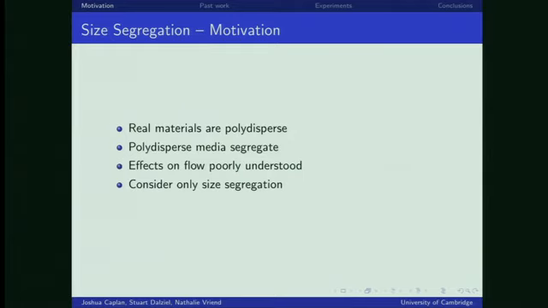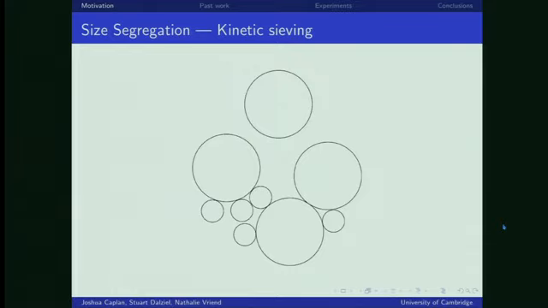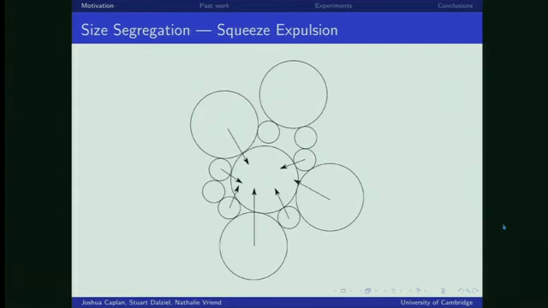So, quick revision for people who are not familiar with segregation. Two effects are important in this sort of problem. First of all is kinetic sieving. As our flow spreads out, you get holes appearing in the granular structure. Small particles find it easy to just fall in. Big ones get a bit stuck. And we have the second effect called squeeze expulsion, where particles get random forces and can get pushed upwards. So the net result is small stuff sinks to the bottom, large stuff rises to the top.